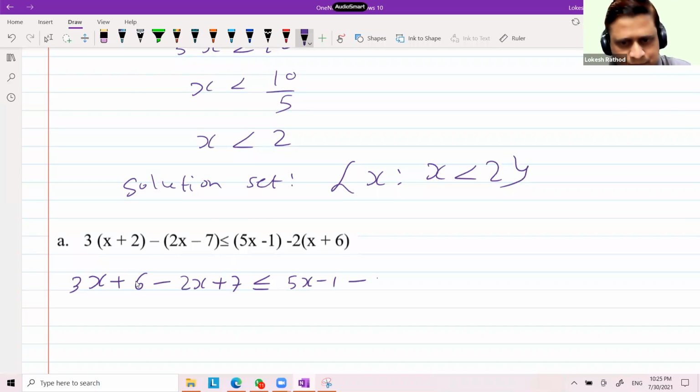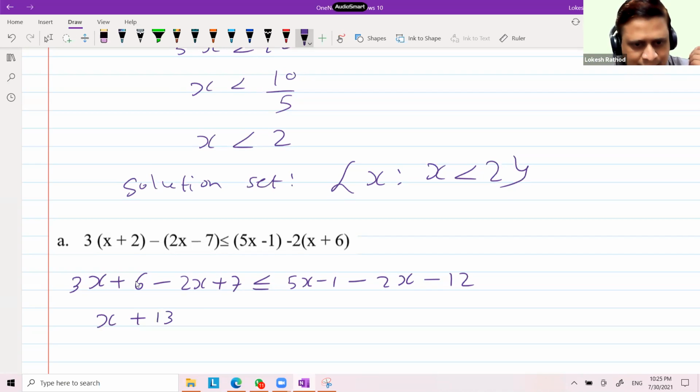minus 2x minus 2 and 6, minus 12. 6 2s are 12, right? Okay. Now, if I simplify this side, 3x minus 2x is x, 6 plus 7, 13, right? This side, 5x minus 2x, 3x, and minus 13. Numbers on one side, variable on the other side, okay?